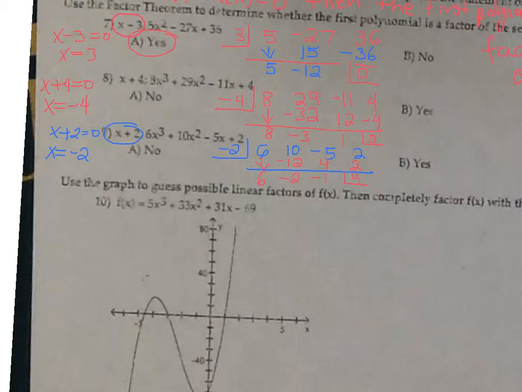Miss, 8 times negative 4 is 4. Or you just bring down the 8. You just bring down the 8. Yes. So check your answers.